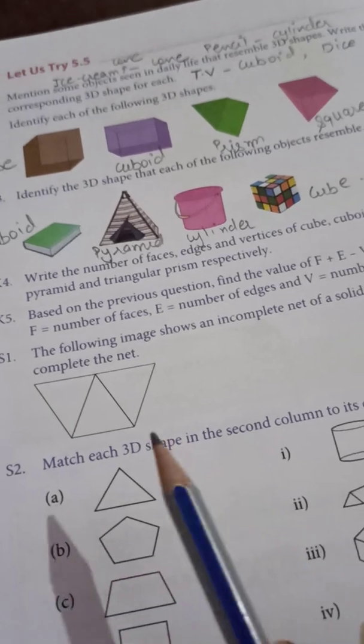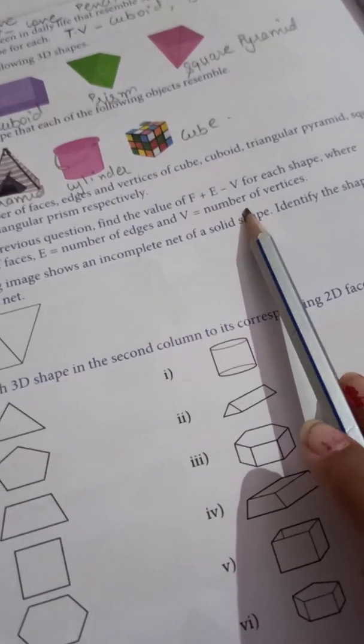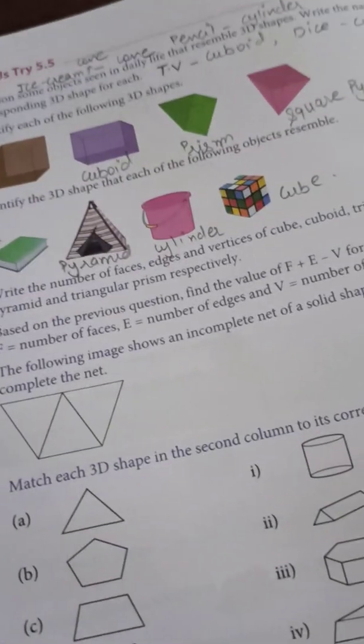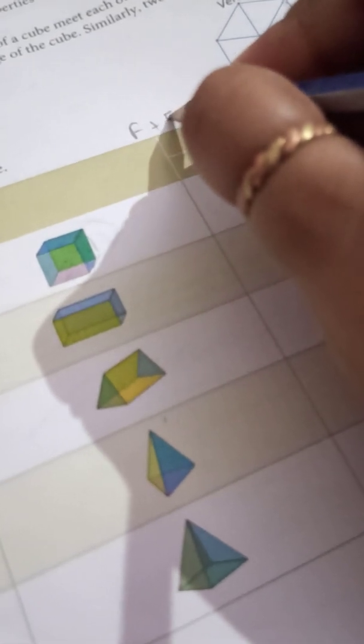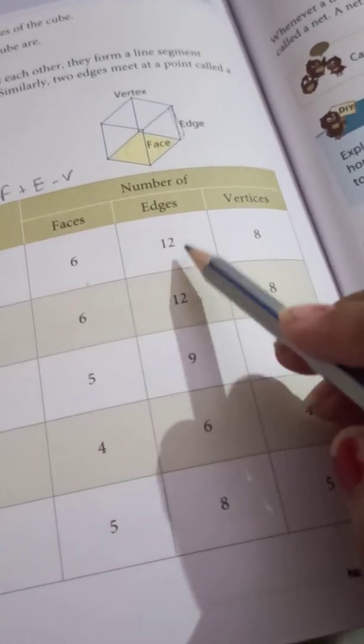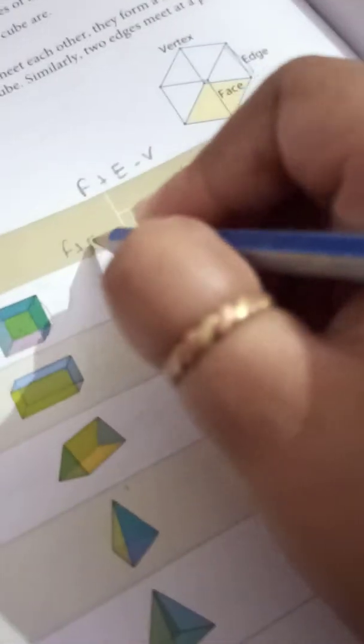Next, fifth question, based on the previous question, find the value of F for faces, E for edges and V for vertices for every shape, like cube, cuboid, triangular prism. See, I am telling you. The formula is F plus E minus V. F plus E minus V, right? So for cube, faces are 6, edges are 12. 12 plus 6, 18. 18 minus 8, what comes? I am writing here F plus E minus V.